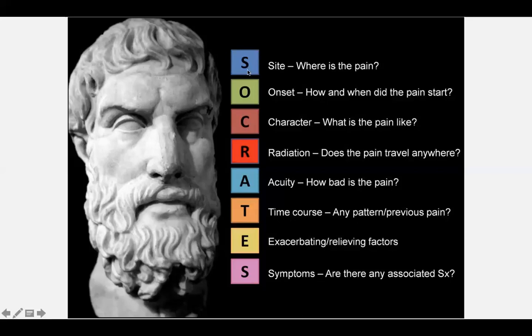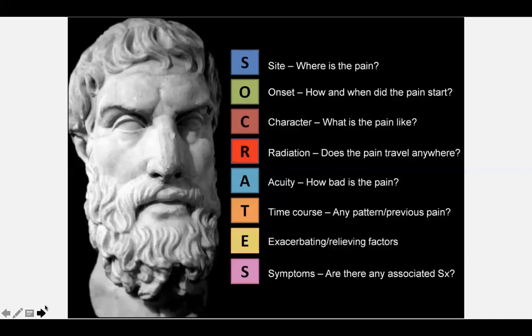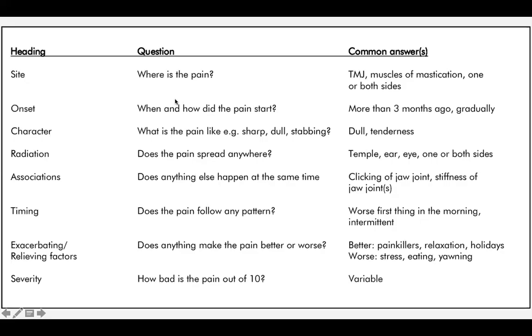Yeah. So on the basis of this Socrates mnemonic, site, onset, character, radiation, acuity, time course, exacerbation and symptoms or severity, we classify the pain to reach a diagnosis. This is how you take pain history. Very important for the final year students who are going to the clinical rotation. So when you want to revise, you can come back to the slide. This is not only related to oral medicine, it is also giving you an overall view.